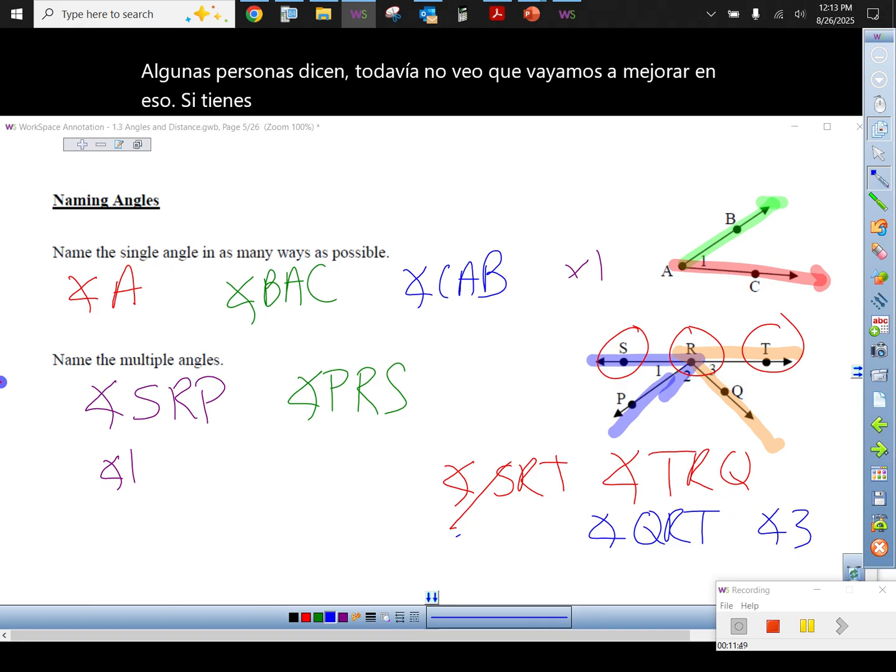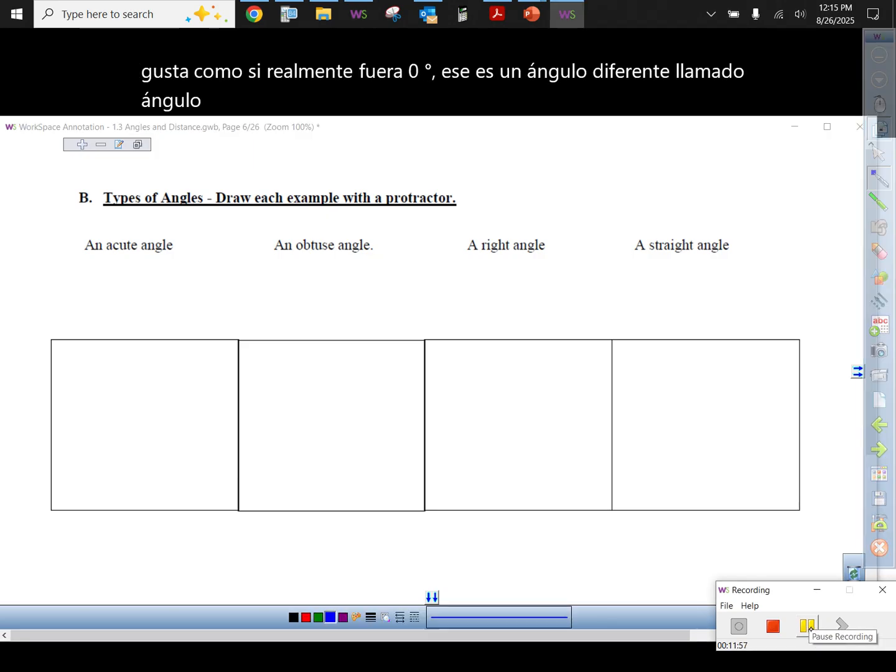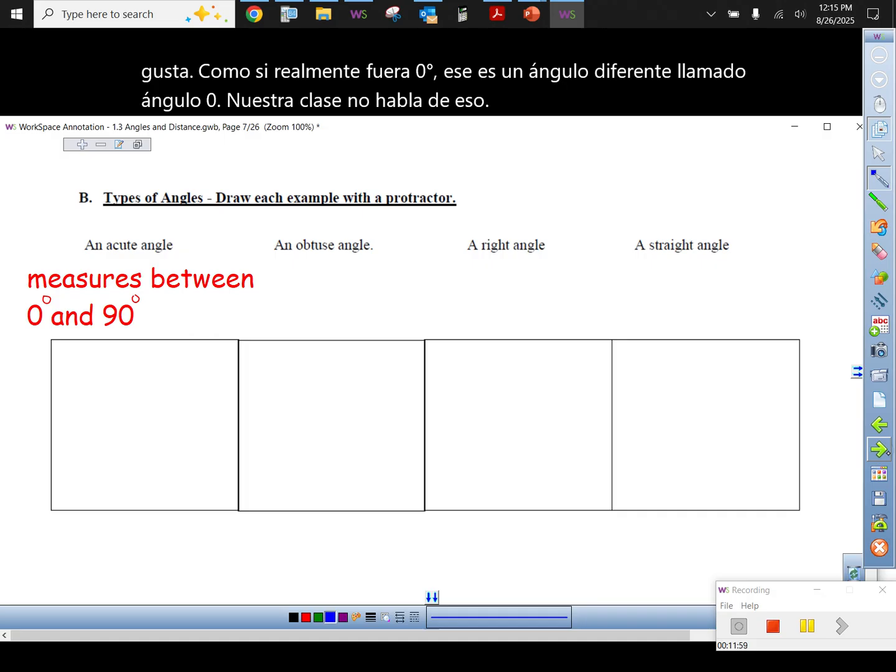Cool. And then let's go through this. I'll bet you have seen these before. I'm going to pause and just do some stuff in class. People in video land don't need to. So an acute angle measures between 0 and 90 degrees. It measures between 0 and 90 degrees. And here's where I need some help from you.